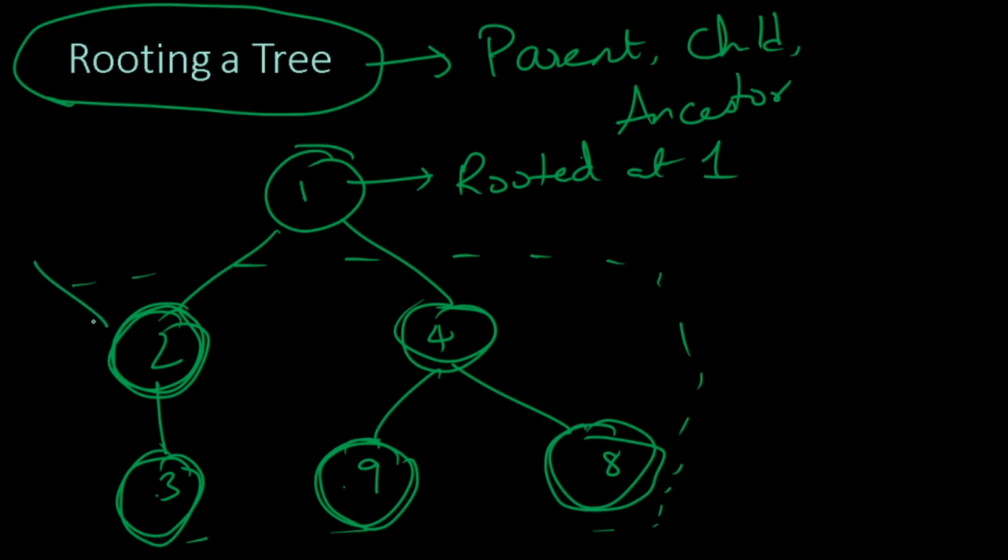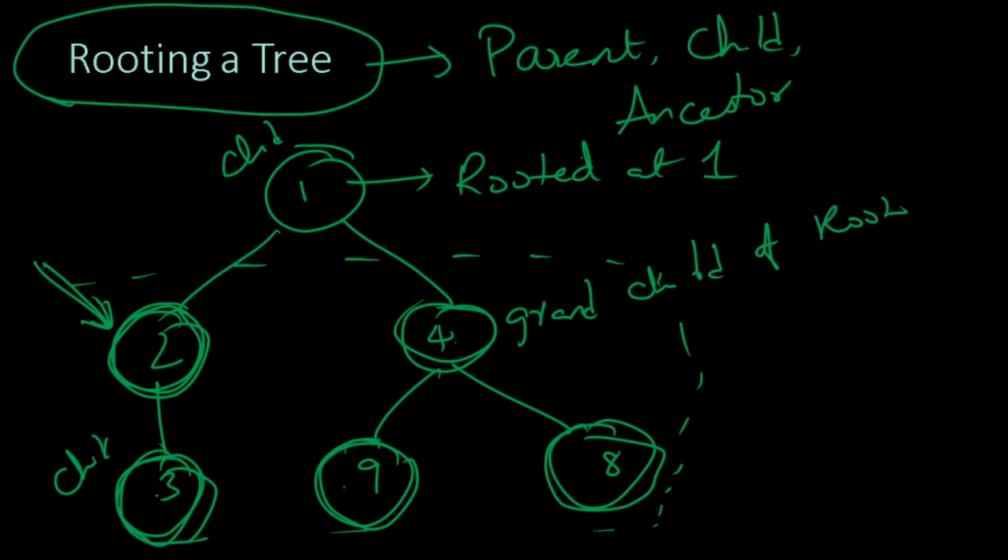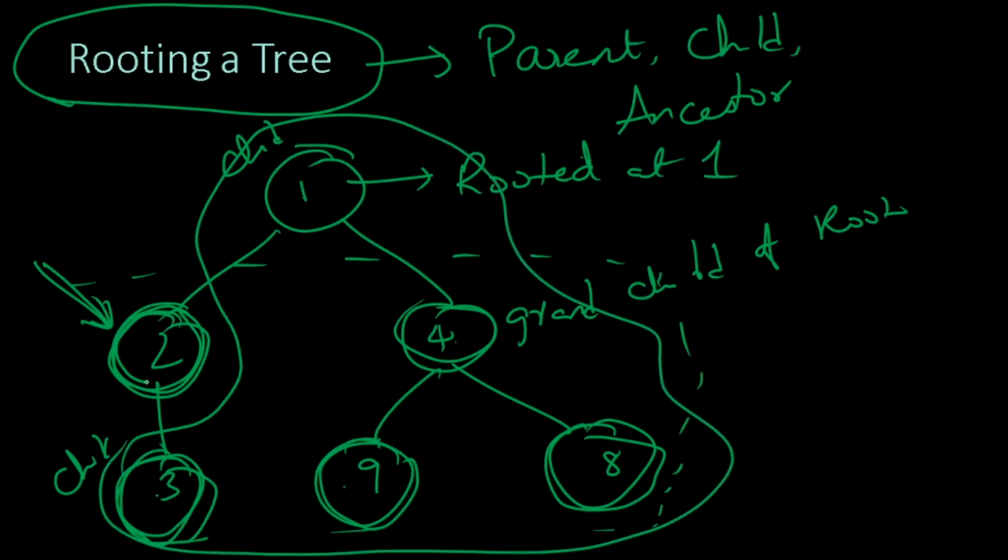However, if you are rooting the tree at 2, visualize this, then 3 will be the child of 2, 1 will be the child of 2, 4 will be the grandchild of the root, and all these nodes will have 2 as the common ancestor. So this sort of relationship definition, parent, child, ancestor, etc., is the way we clearly define these relationships when we root a tree. So that is the meaning of rooting a tree.